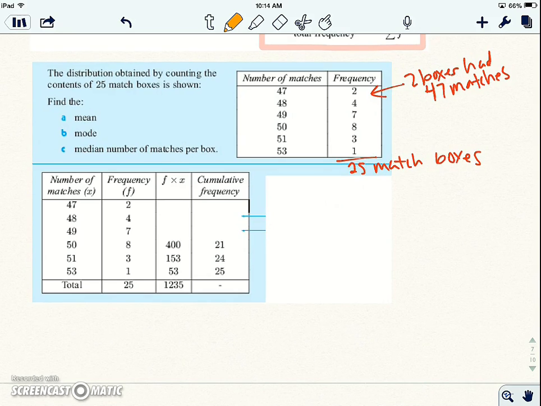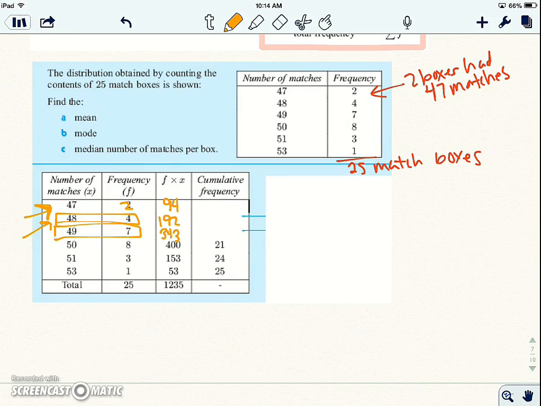Well, let's think about it. How many matches were there in 2 boxes? Well, 47 times 2, there were 94 matches. Okay? How many matches are there if you have 48 matches in 4 boxes? That's 192. Or if you had 49 matches in 7 boxes, that's 343.